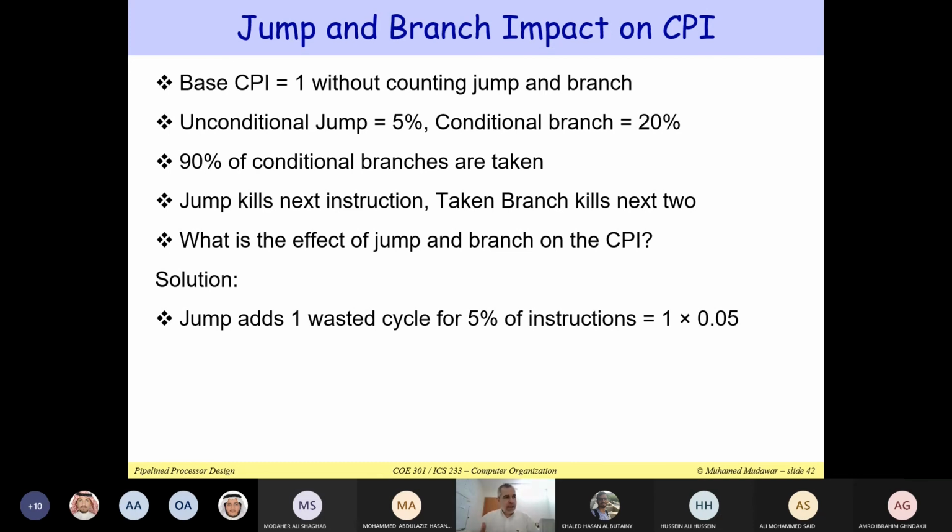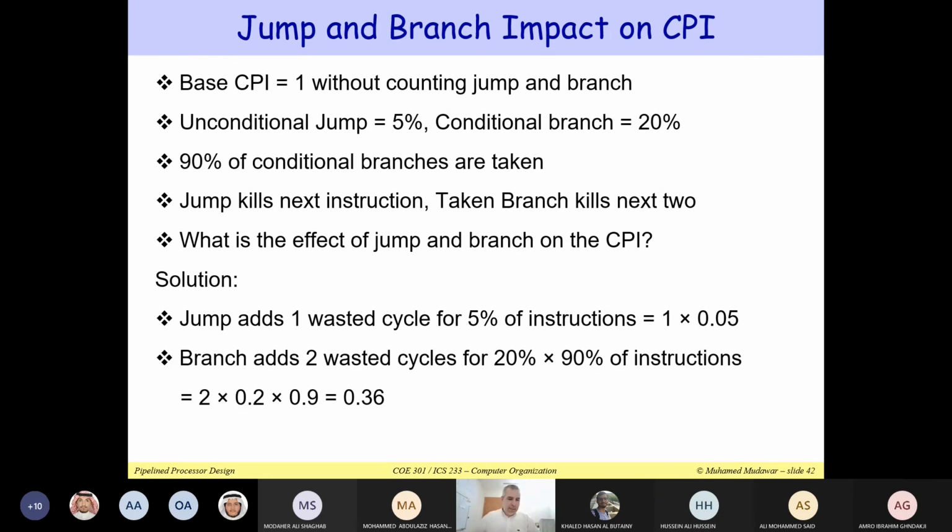And for every taken branch, we are going to waste 2 cycles. So we multiply it by 2 wasted cycles. So that's in the case of the branch: 2 wasted cycles multiplied by 20% of the instructions, multiplied by 90% of these 20% that are taken. So this will give me 0.36 cycles per instruction on average.